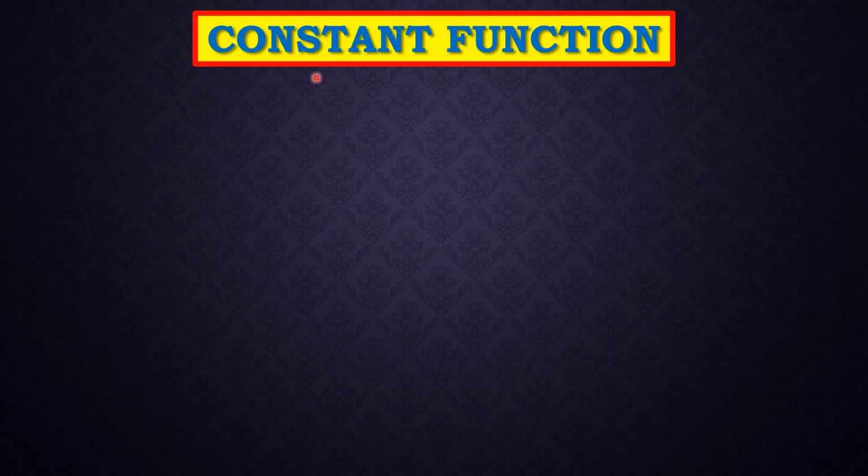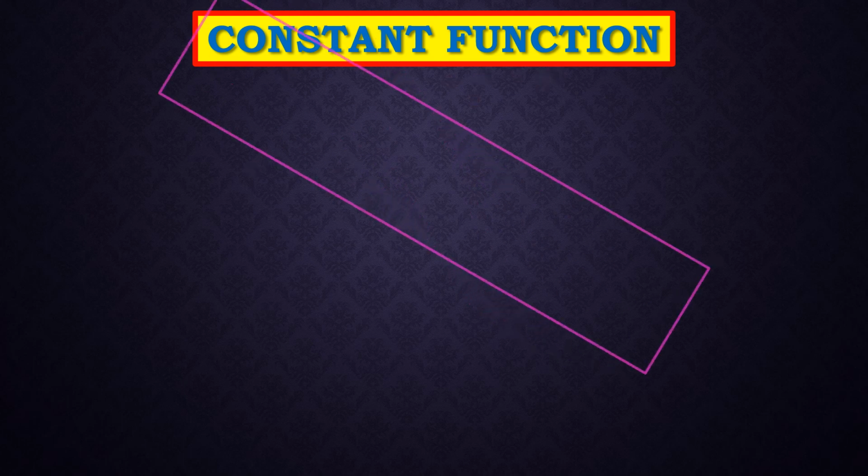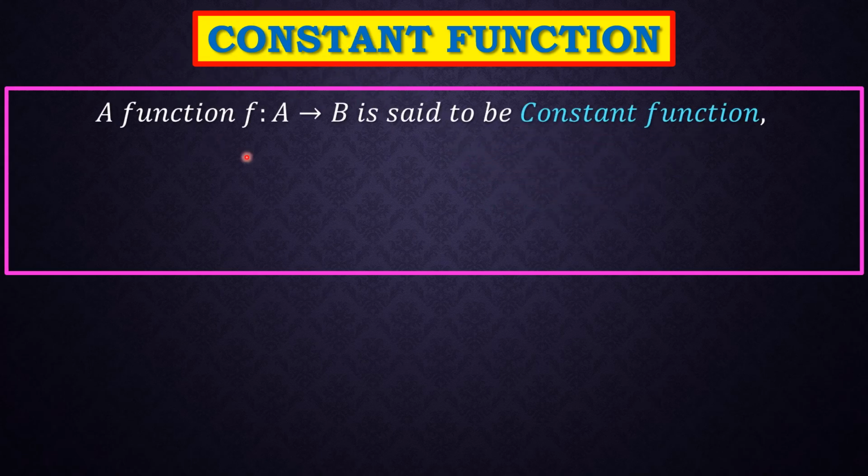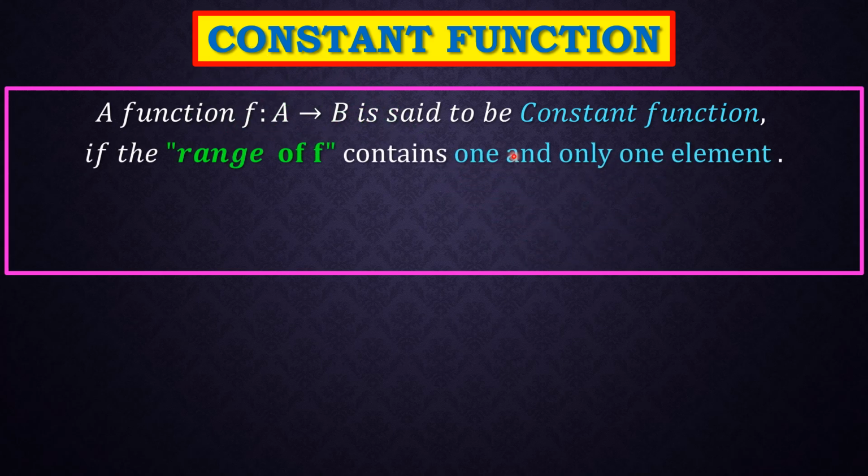The next definition is constant function. Here we take the definition of constant function. A function f, mapping from A to B, is said to be a constant function if the range of the function f contains one and only one element.